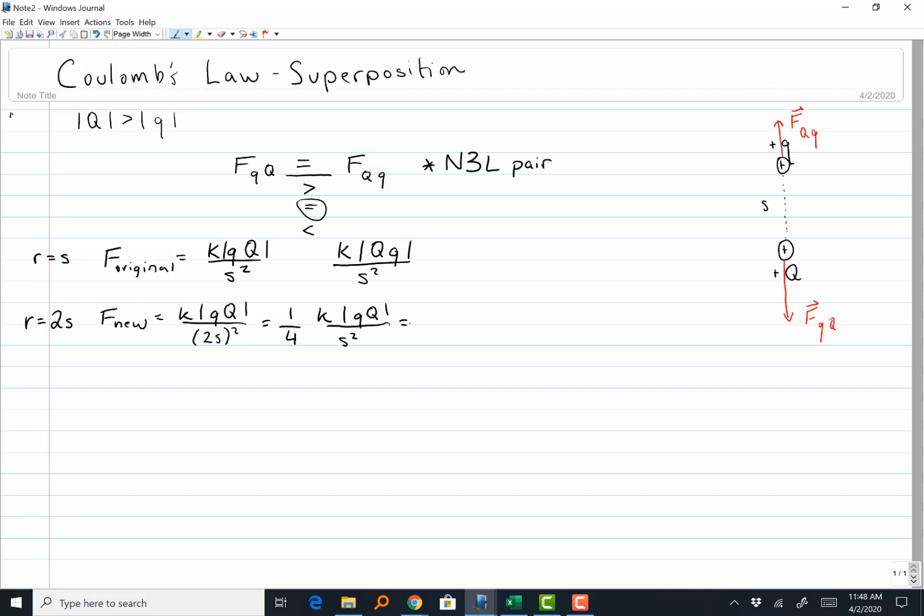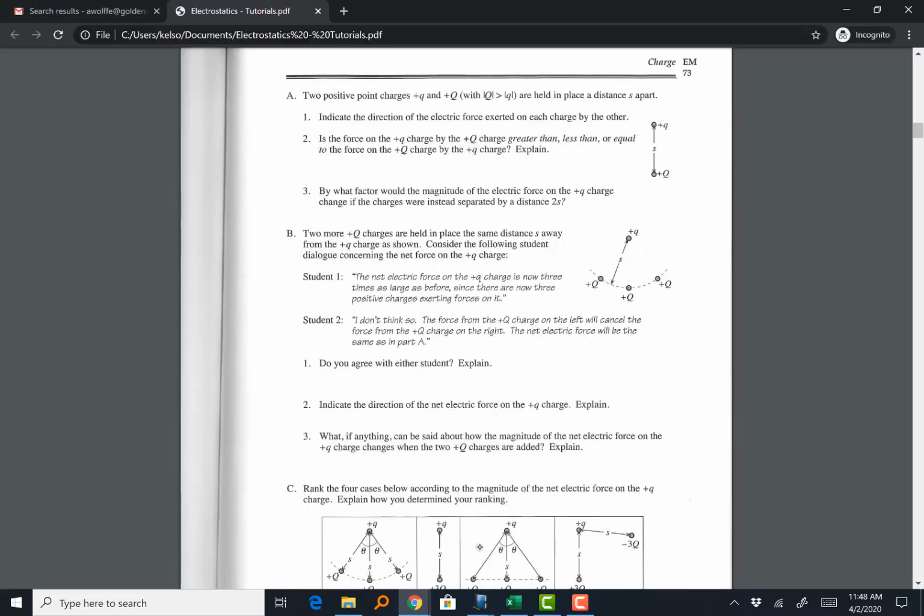And so I can say that my new force is 1/4 of my original, my OG force, because this quantity here, k Q q over s squared, is the same as my original force. So I should get a value that's smaller, and also it should be a fourth the actual size of the original force, whatever that is.